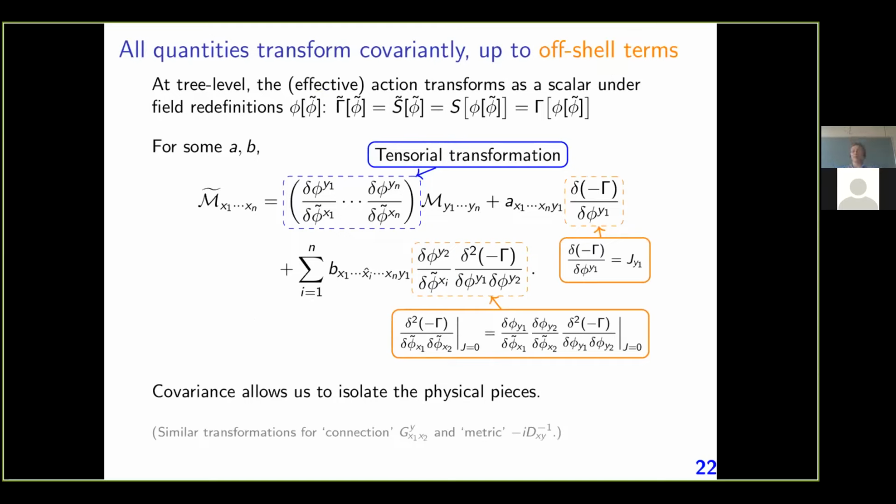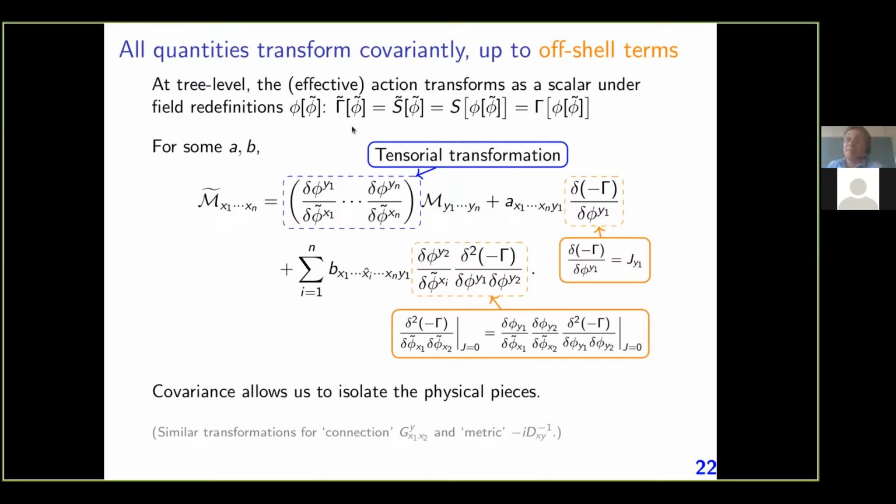Now, my final slide is a very important point. So we've seen how we can recursively construct correlators, amplitudes, by covariant differentiation. But we haven't shown that the end result is indeed covariant, that it actually transforms as a tensor. So this is what this final slide is about.